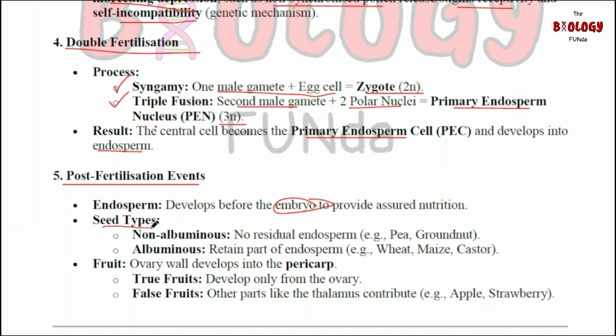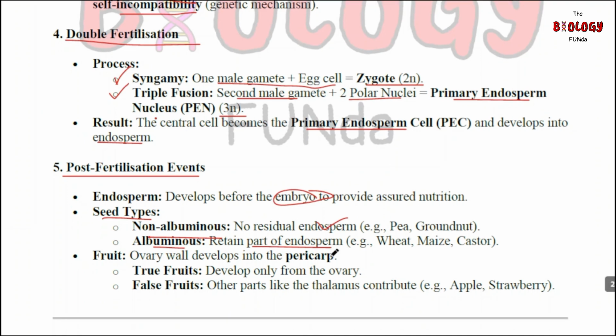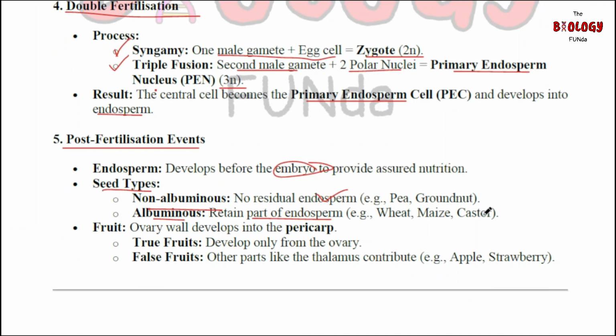There are two types of seeds, non-albuminous and albuminous. Non-albuminous means there is no residual endosperm, like in pea and groundnut. Albuminous means some part of the endosperm is retained, like in wheat, maize and castor. The fruit develops from the ovary. The ovary wall develops into the pericarp, which is the outer layer.